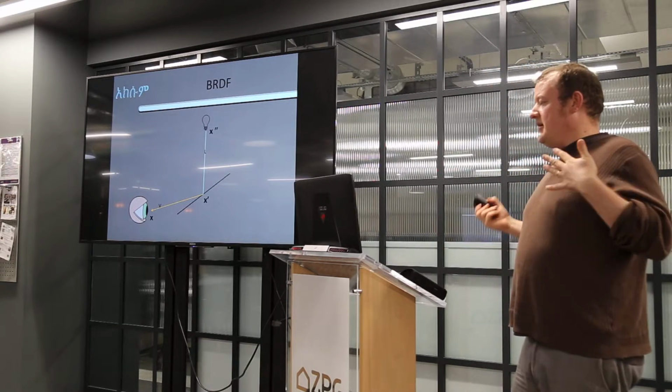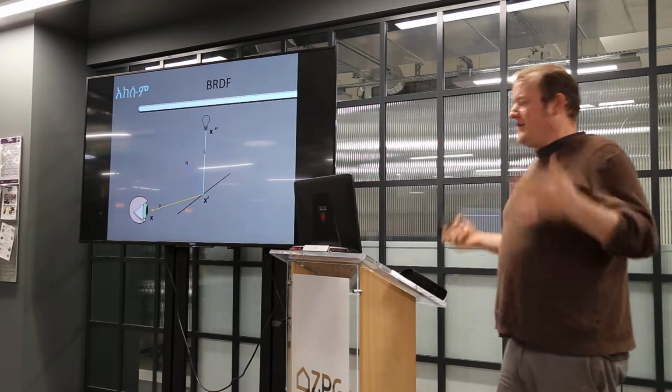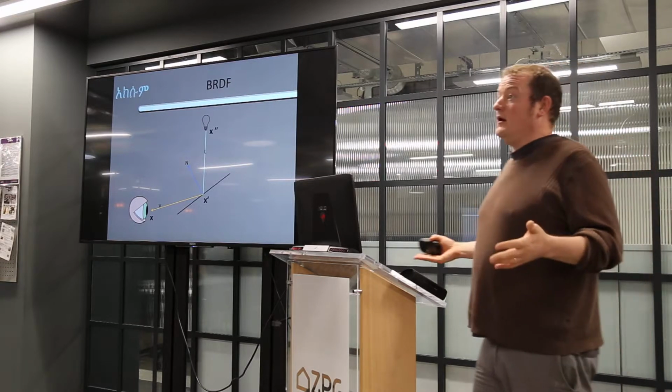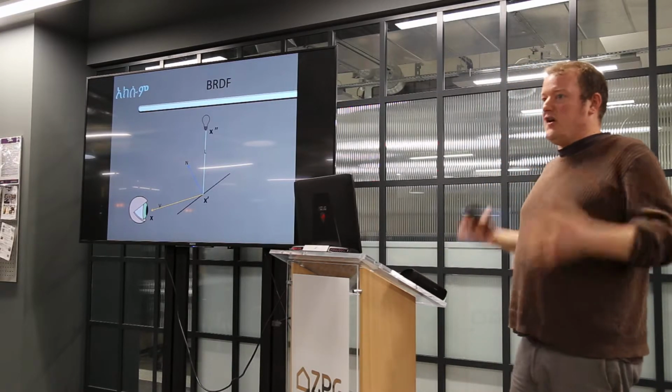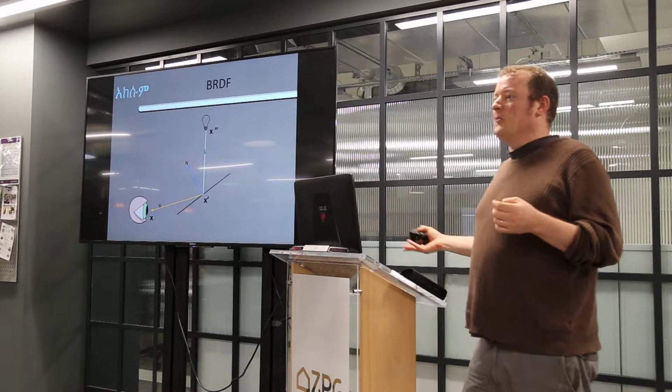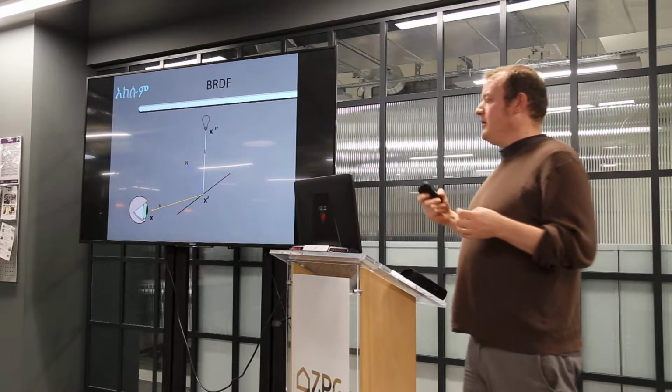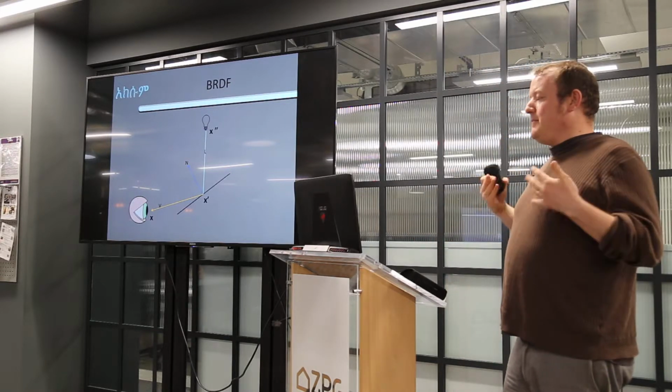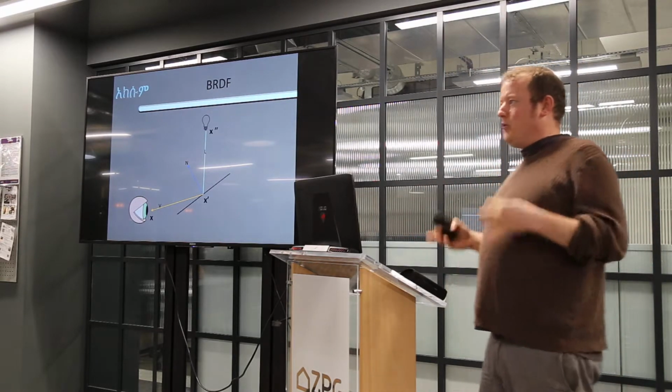To solve this equation, we need a bit more information. The first thing we need is a normal vector. A normal vector is a really important concept in 3D graphics. If you've ever touched 3D graphics at all, you've probably encountered a normal vector. It is a three-dimensional normalized vector that is exactly perpendicular to the surface at the point x prime.